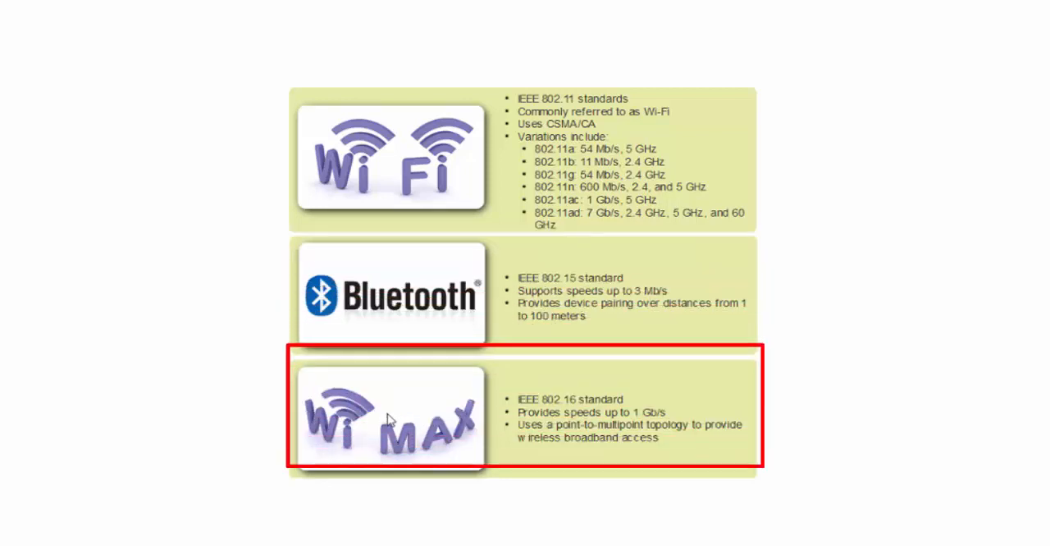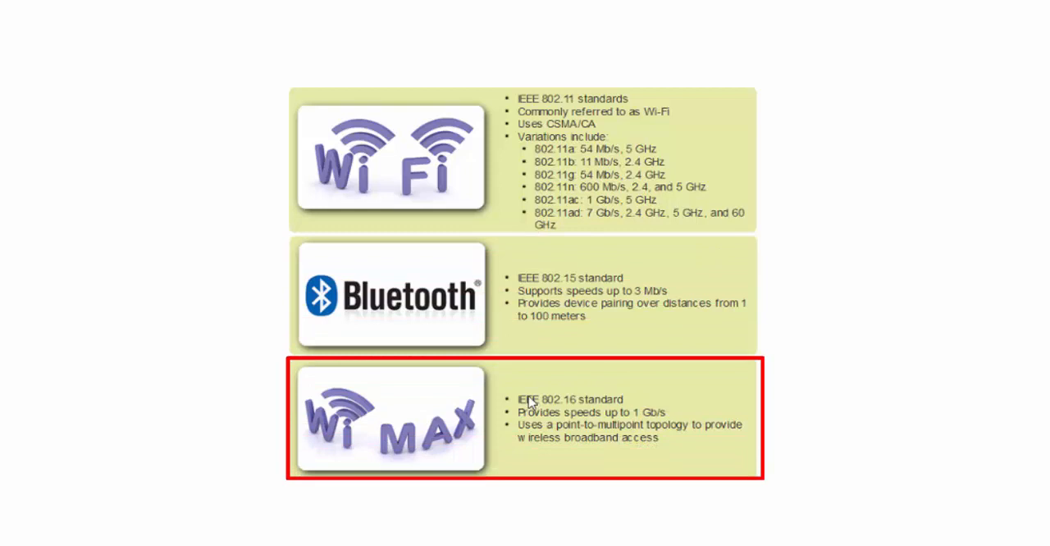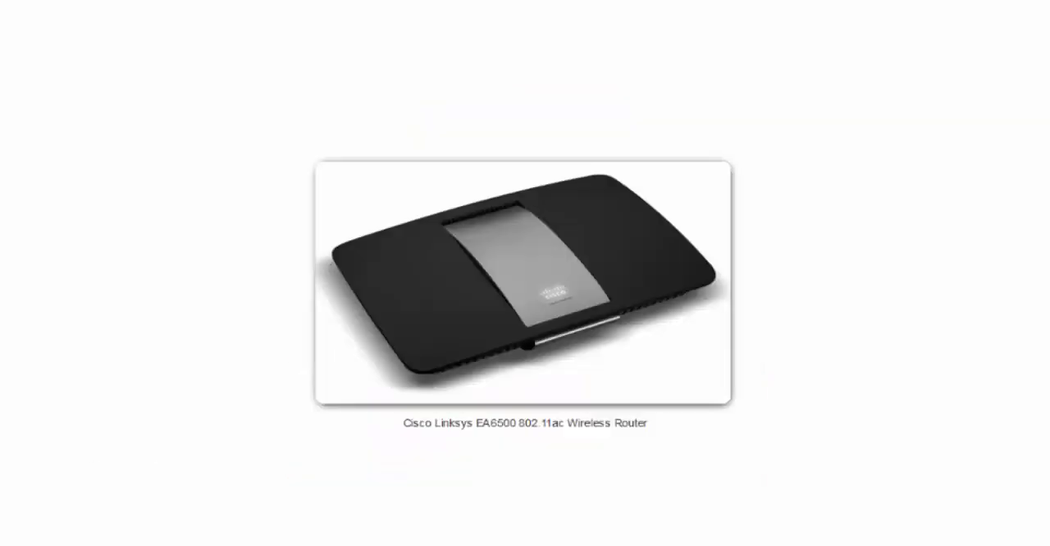And of course, we have WiMAX for long range or broadband communication, which is used to provide internet services, and this is standardized in the IEEE 802.16 standards. And of course, this provides data rates of up to 1 gigabit per second over wireless.